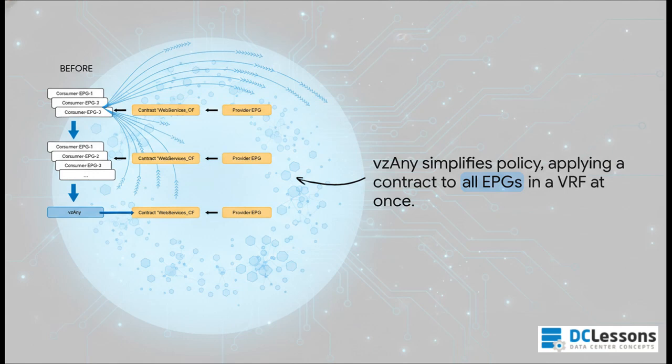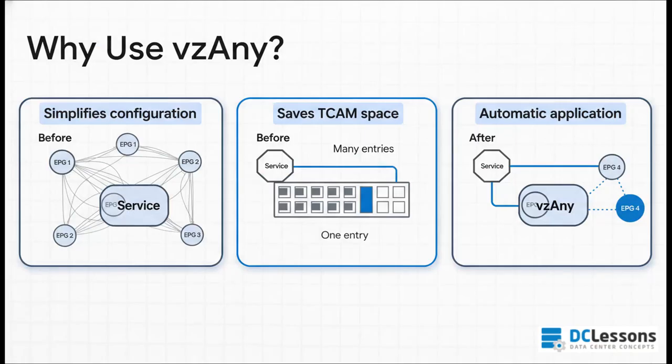Ugh, what a nightmare. Now look at the after on the right. You use this one magic object called DCACI. It's basically a wildcard for all EPGs in this VRF. You apply the contract just once to DCACI, and you're done. So much cleaner. And the benefits here are massive.